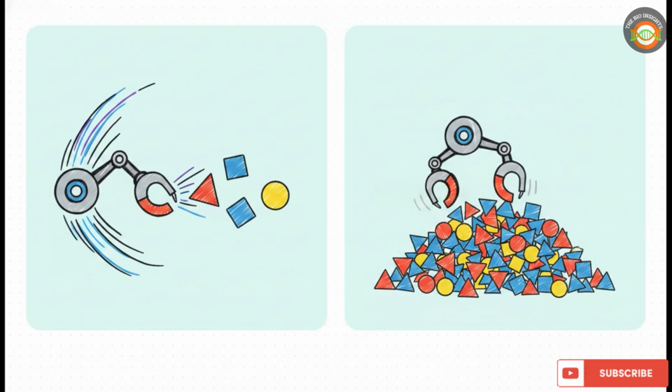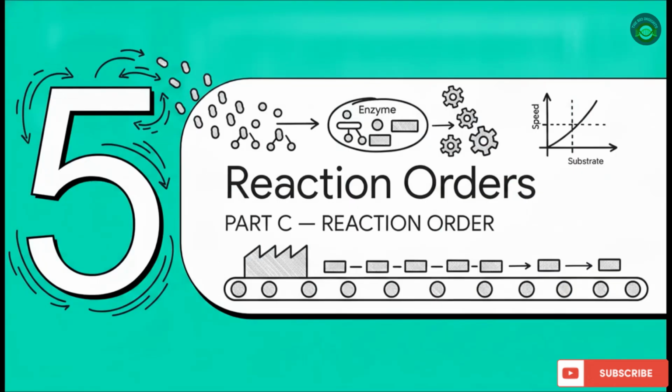Conversely, a large Km means a low affinity. The machines are, frankly, a bit lazier, so you have to dump a massive amount of substrate into the factory just to reach that exact same half saturation point. Bringing us to our last major concept, Section 5, Reaction Orders and Saturation.